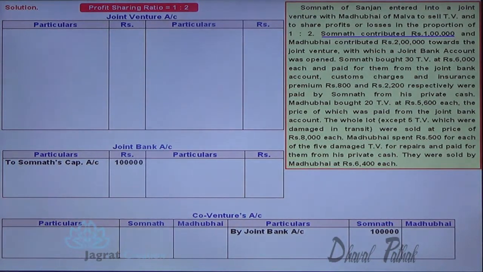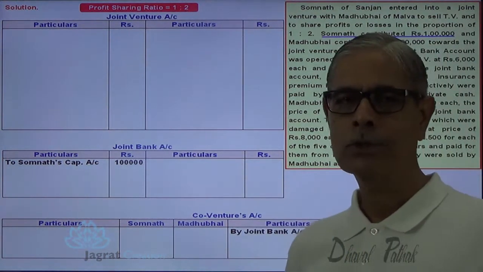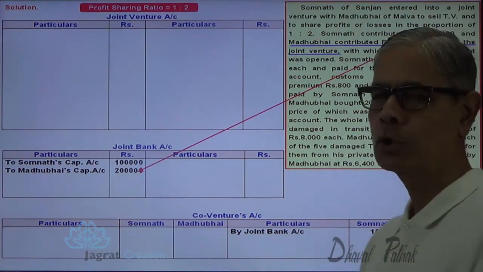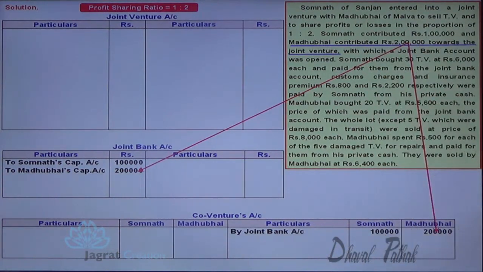Same way, entry for 2 lakhs given by Madhubhai. Joint bank account debit to Madhubhai account credit. Bank is the receiver, Madhubhai is the giver, credit the giver, debit the receiver. So joint bank account debit to Madhubhai account credit.